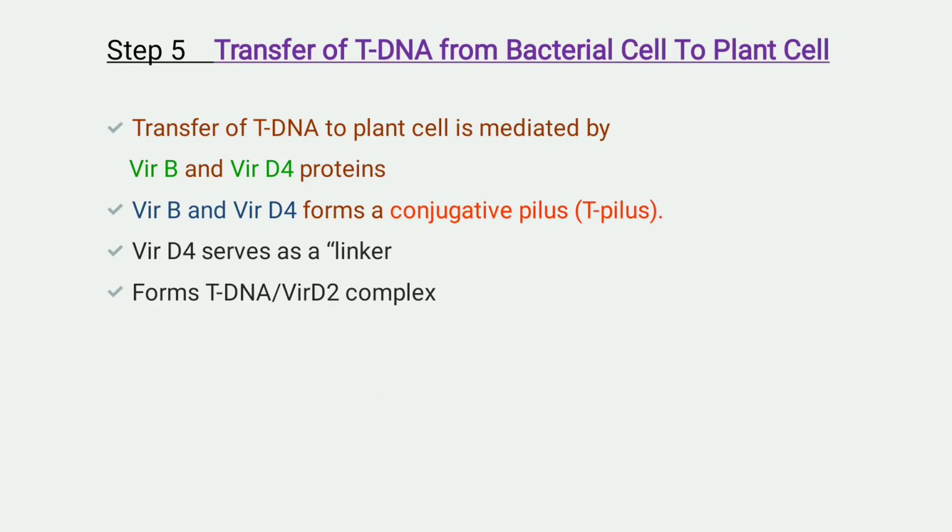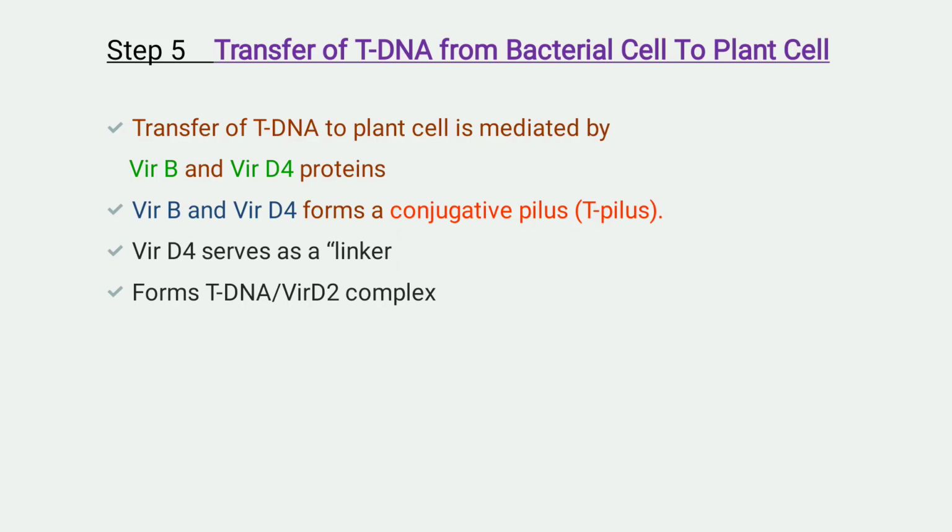Next is transfer of tDNA from the bacterial cell to the plant cell. This is mediated by VirB and VirD4. These two together form the channel, the conjugative pilus or the T pilus. The DNA is carried by VirD2 and the integration of the DNA is helped by VirE2, right? And this VirE2 protects the DNA from degradation by the host enzyme. So VirD2 navigates the DNA into the nucleus.